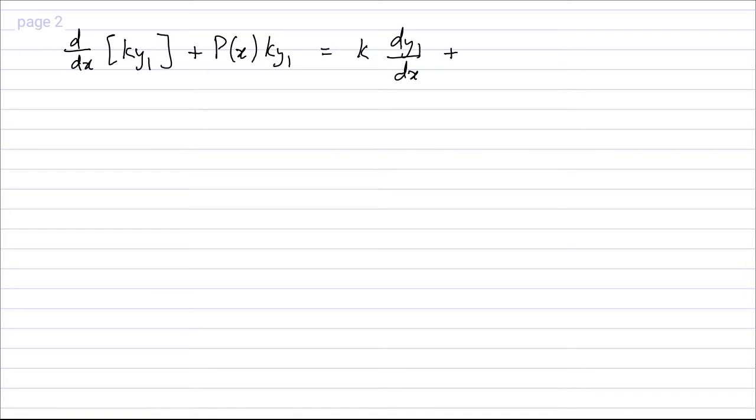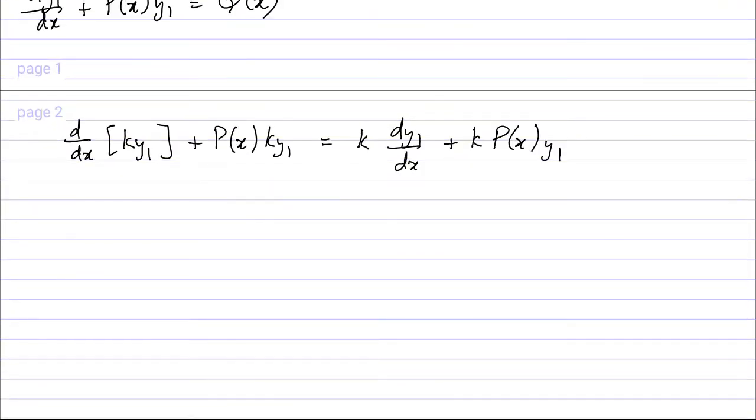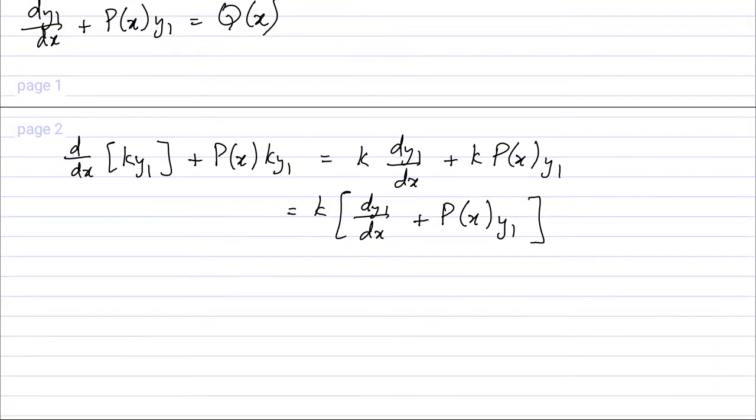So we say, okay, if k y1 is a solution, then the left hand side is equal to, which in turn is equal to k times the derivative of y1 plus p times y1. But since y1 is a solution of this differential equation, we know that this thing has to be equal to q of x, right.